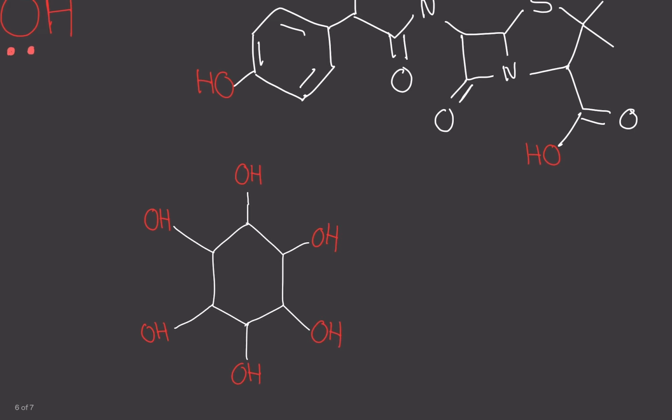Even this one, look how many alcohols we have. 1, 2, 3, 4, 5, 6. We have 6 alcohols, and all of the rest is an R group. So all the white stuff is an R group.